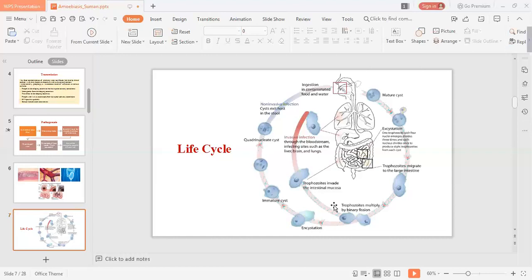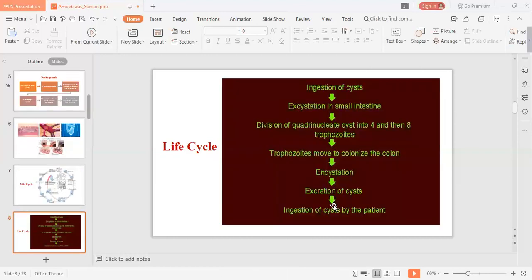Here, these immature cysts multiply not as a cell, only the nucleus multiplies, and they will form a quadrinucleate structure, known as a quadrinucleate cyst or multinucleate cyst. This multinucleate cyst will exit from the host in the form of stool in case of non-invasive infection. So this is the detail.